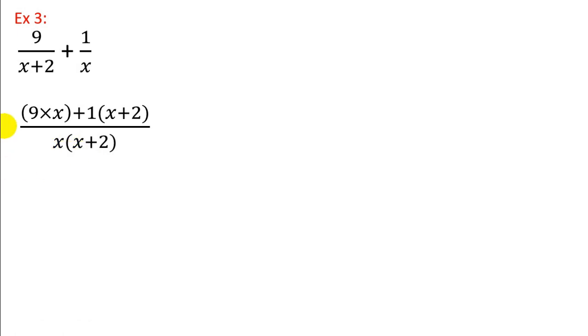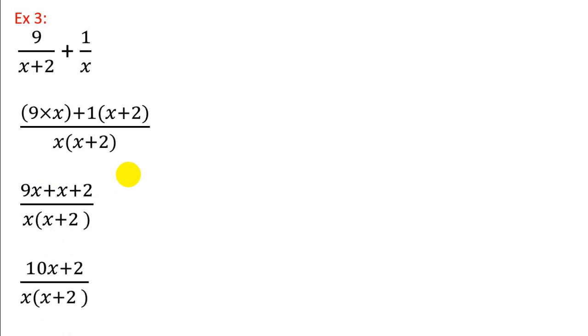Now it's time for us to solve the numerator. 9 multiplied by x is 9x. 1 multiplied by x is x, and 1 multiplied by 2 is 2. So you get the numerator as 9x plus x plus 2, which means your numerator is 10x plus 2 over x times of x plus 2. This would be the answer for summing these two algebraic fractions.